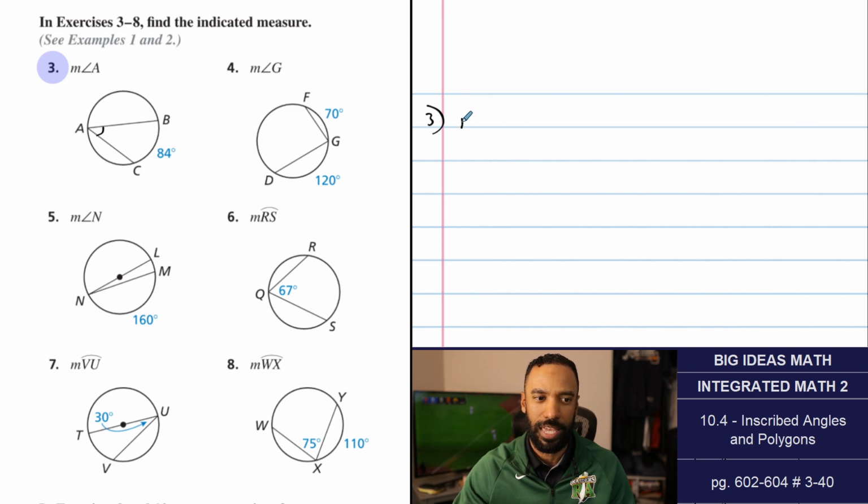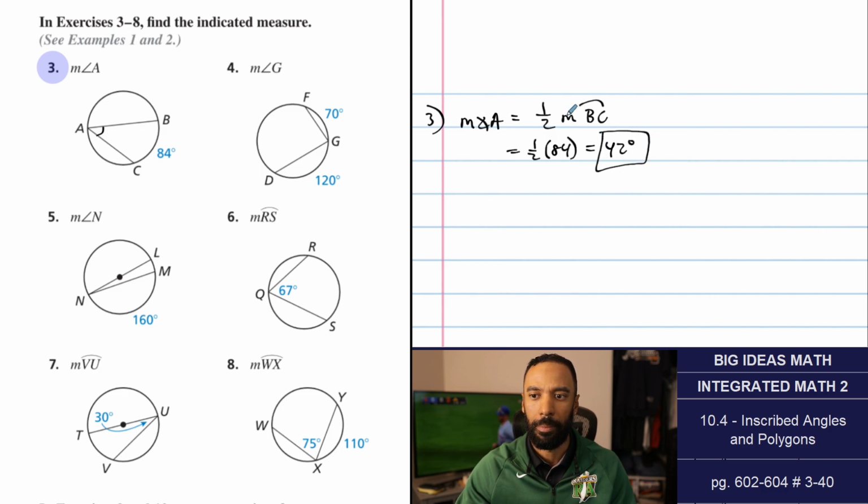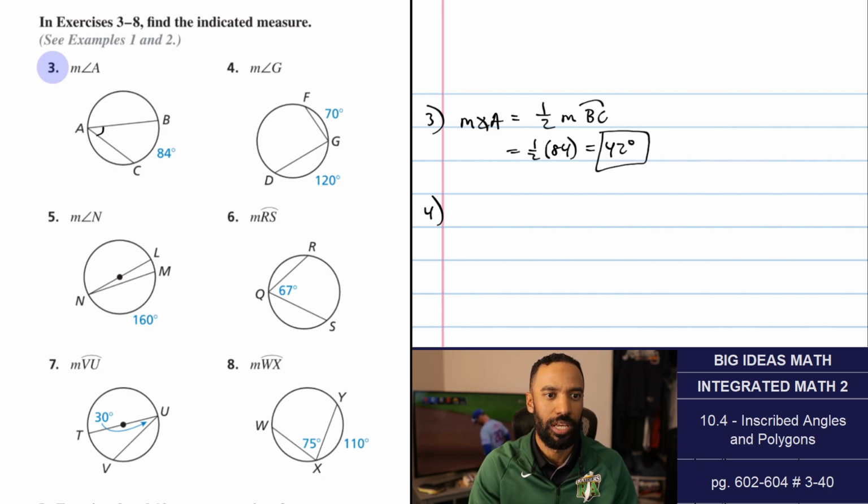So the measure of the angle is going to be half that of the measure of its intercepted arc BC, which is half of 84, which is 42 degrees. I'm unlikely to show this part quite often here. I just wanted to get the first little nugget of what that thing is.